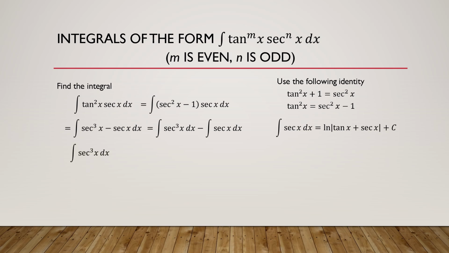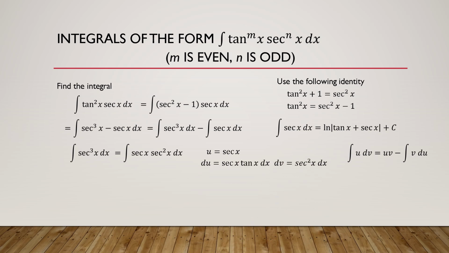The integral of secant cubed x dx can be found using integration by parts. We remember that integration by parts gives us the integral of u dv equals u times v minus the integral of v du. We first split secant cubed x into secant squared x times secant x. We let u equal secant x, making du equal to secant x tangent x dx. Then dv would be secant squared x dx, making v equal to tangent x.